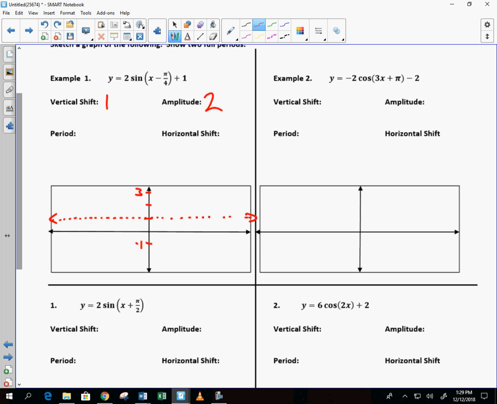Okay, now I'm going to do the horizontal. I start with the period. Period is 2 pi divided by 1. That's just 2 pi. So we're going to mark that off. 2 pi, -2 pi, pi, pi over 2, 3 pi over 2. Give you a little bit to get caught up with that.